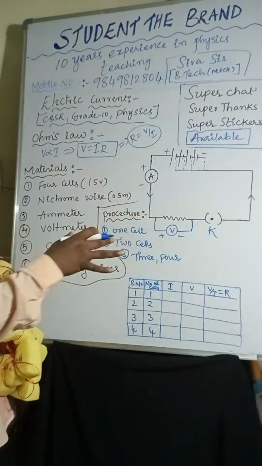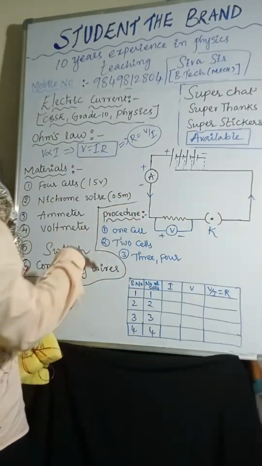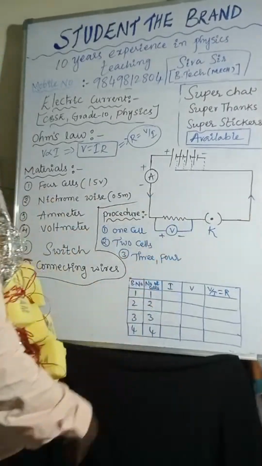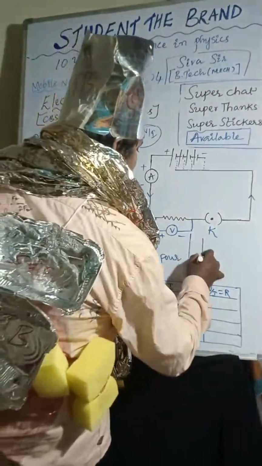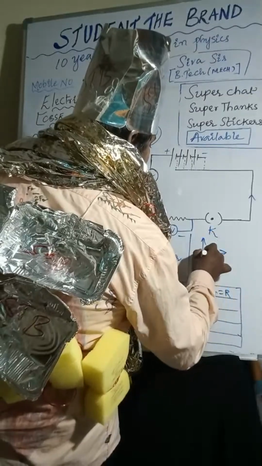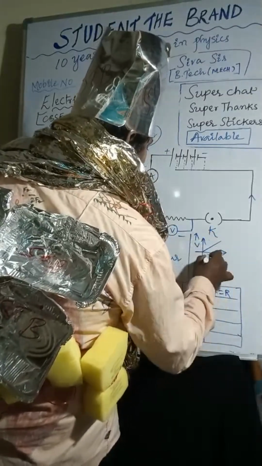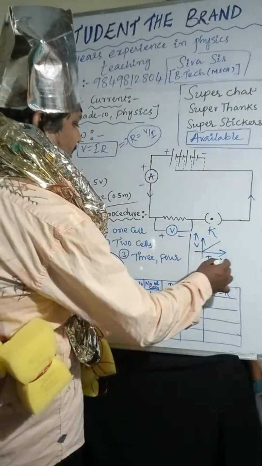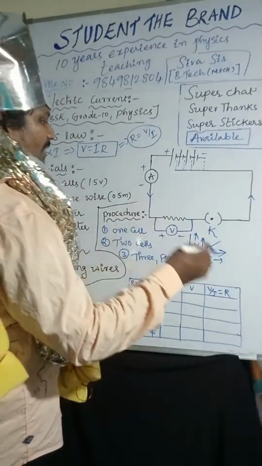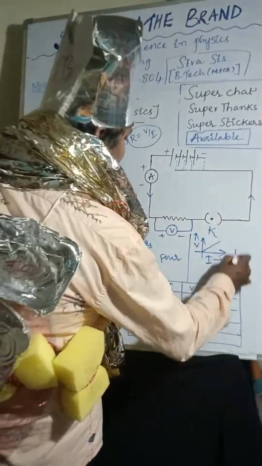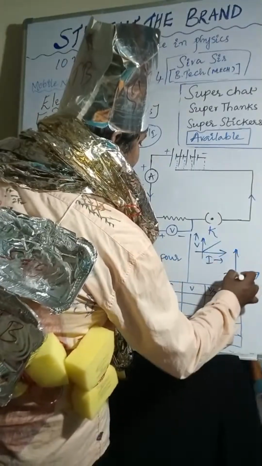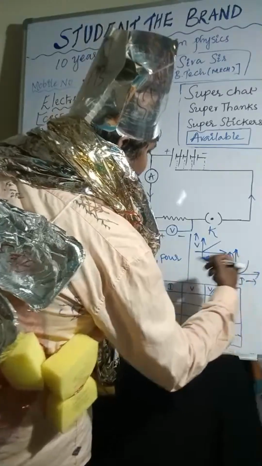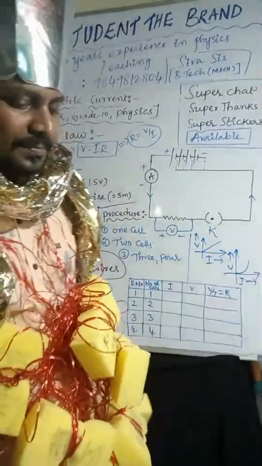So now this is about Ohm's law, materials, procedure. Circuit diagram, this is a schematic diagram. If you draw the graph for VI, V on the y-axis and current on the x-axis, the VI graph gives a linear line for an ohmic conductor. For non-ohmic conductors, the graph is curved.